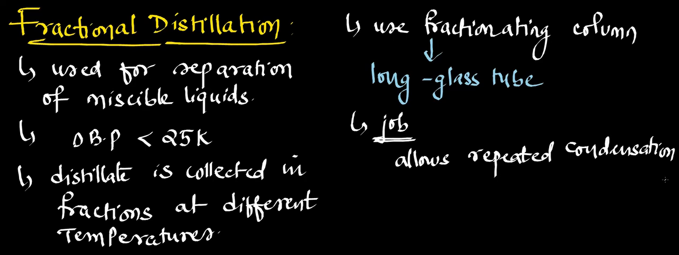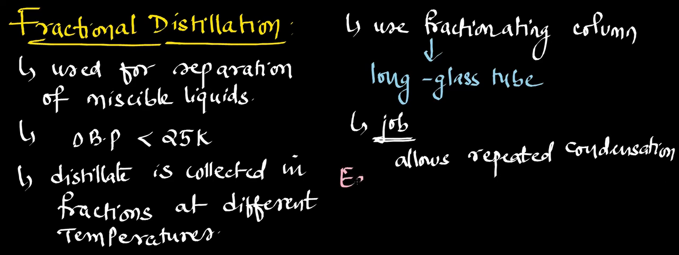Why is this done? Because the two liquids have very close boiling points. By the time liquid 1 completely vaporizes, liquid 2 also starts vaporizing. So we have to make a gap, or increase the time gap, between the liquid 1 vapors and liquid 2 vapors, and that is achieved with the help of the fractionating column.